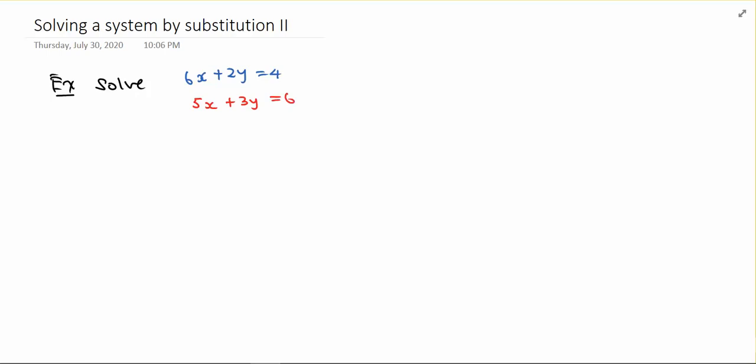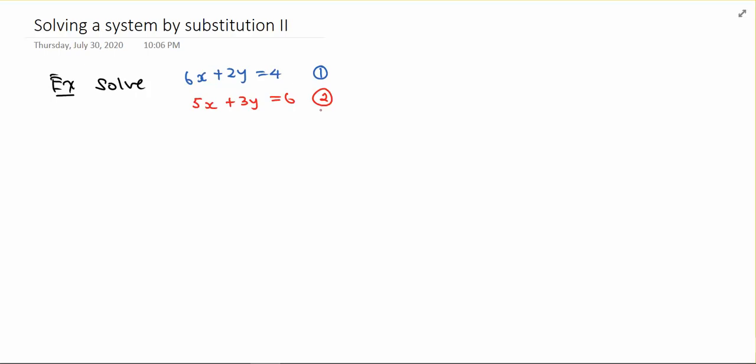Okay, so now remember the first step of the substitution method is to pick one of the equations and solve it for one of the letters. Now, this problem you really have to be careful about which letter you solve for. If you pick the wrong letter from the wrong equation, you will end up with fractions. So you have to do a little thinking.